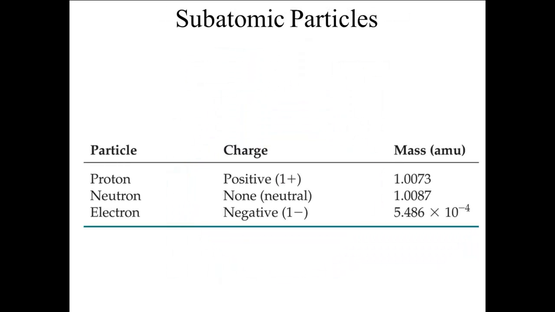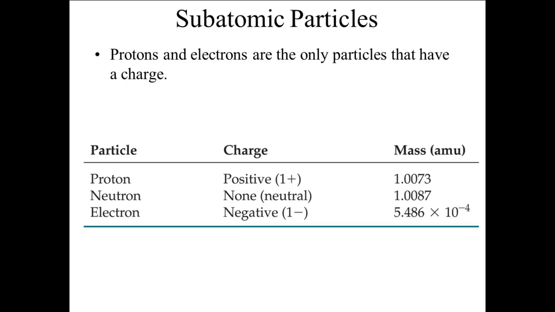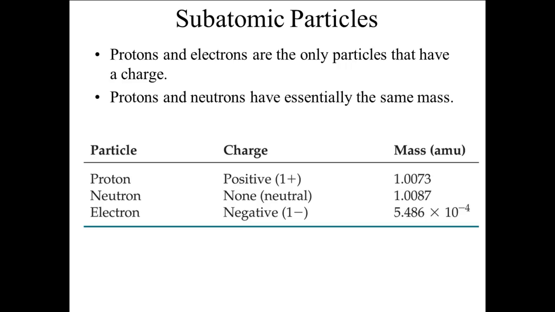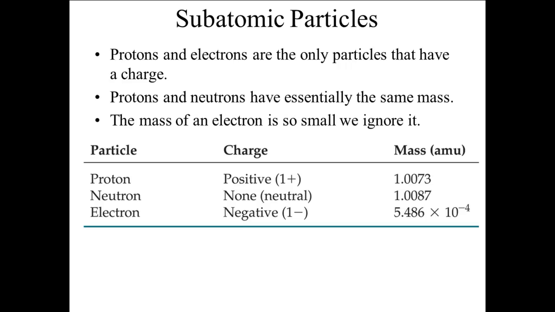This table shows the relative charges and masses of the 3 subatomic particles. Protons and electrons are the only particles that have a charge. Protons and neutrons have essentially the same mass, although not exactly so. The mass of the electron is so small that we can ignore it.